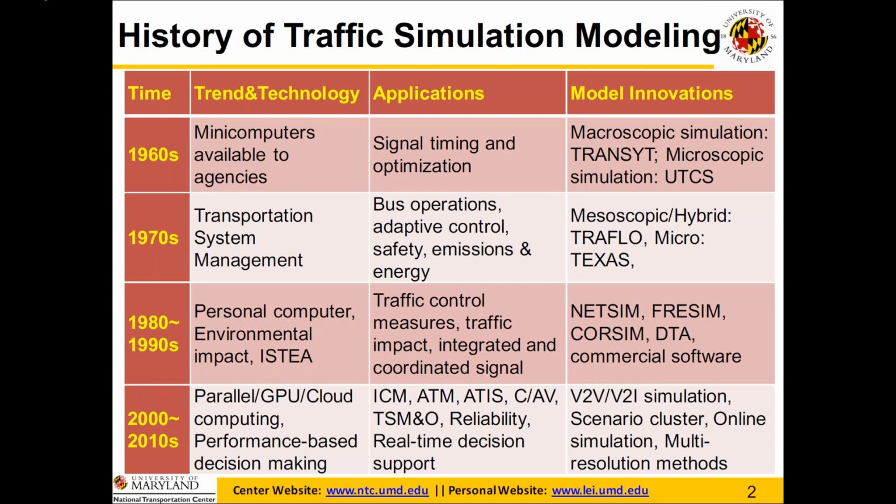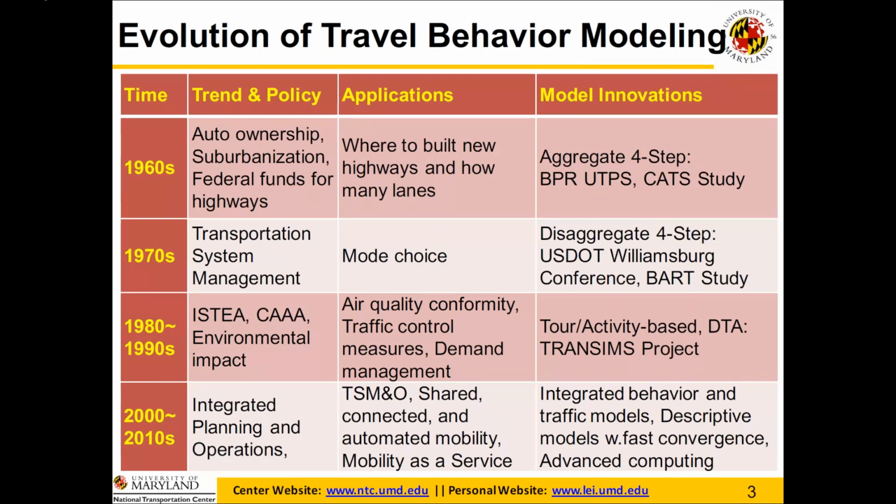These models are getting increasingly faster and multi-resolution, so we can possibly simulate an entire urban area or multiple urban areas in a mega region, fast enough for supporting real-time applications, and be able to simulate some of the newer vehicles, whether it's connected vehicles or shared mobility vehicles in the system as well.